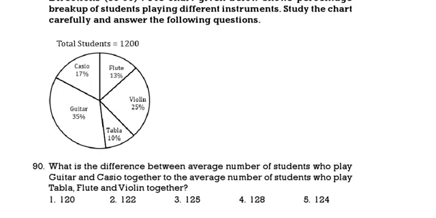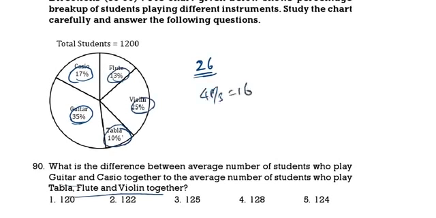What is the difference between the average number of students who play guitar and casio? Casio is 17, guitar 35. Total 52, average 26. Now tabla, flute, violin. Tabla 10, flute 13, violin 25. 10 plus 13 is 23, plus 25 is 48. 48 by 3 is 16. 26 minus 16, the difference is 10.